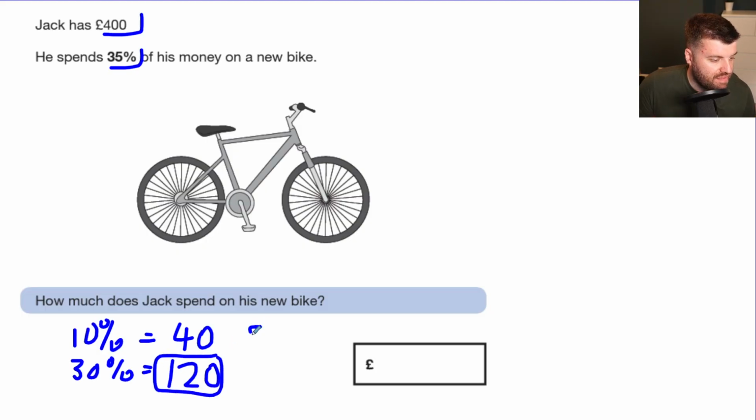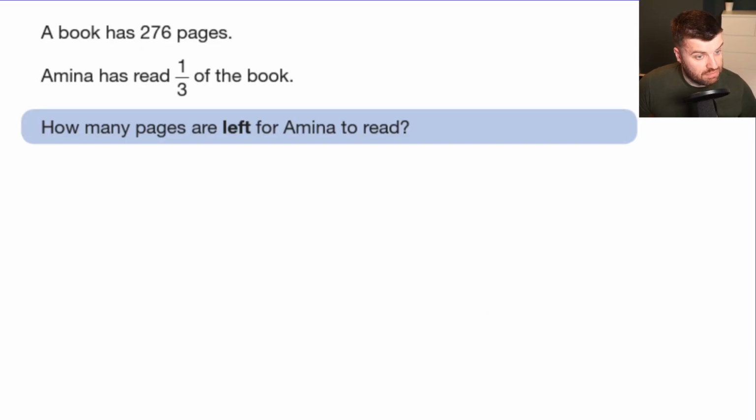Now we need to figure out 5%. Again, we can use 10% to help us. 5 is half of 10. So half of 40 would be £20. So altogether, 30 plus 5 for the percentage will give us 120 plus 20, which is £140 on his bike. I hope it was worth it.